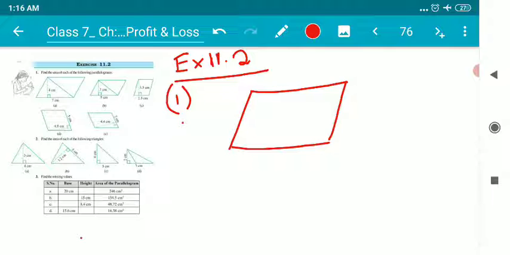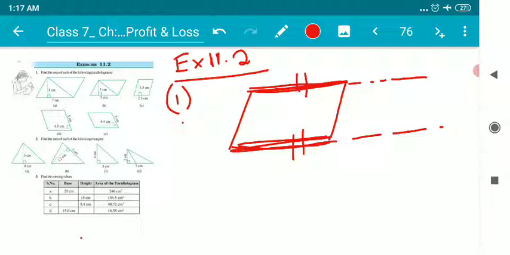Children, a parallelogram is a four-sided polygon. It's a kind of quadrilateral, coming under the category of quadrilateral. A parallelogram is a four-sided closed figure, and the property of a parallelogram is that opposite sides are parallel to each other. This side is parallel to this side, meaning if I extend these lines, they would never meet. They are never going to meet with each other.